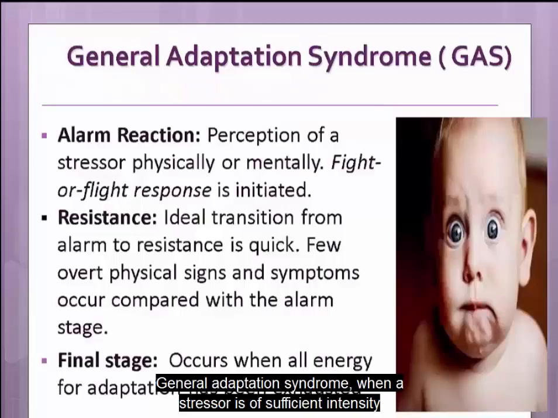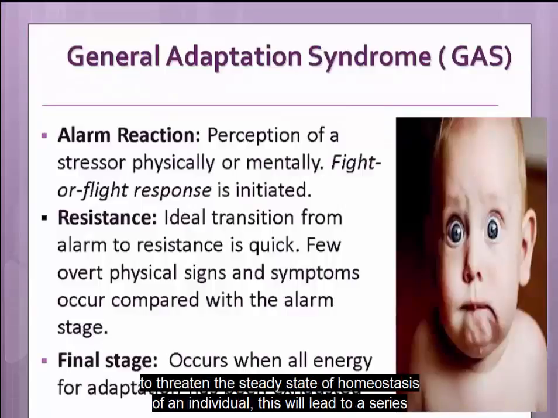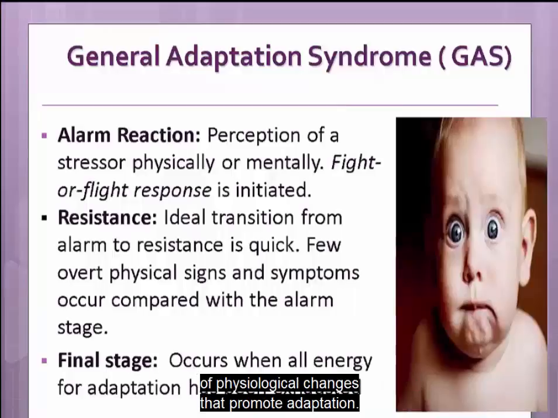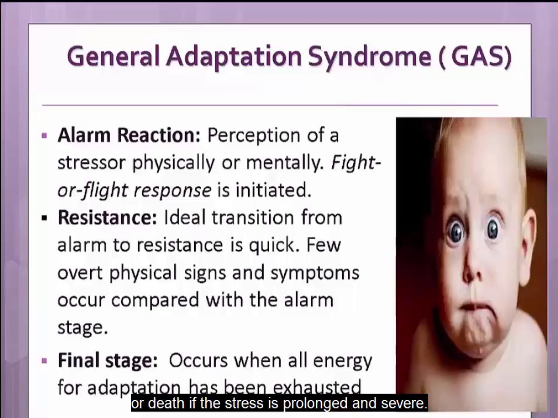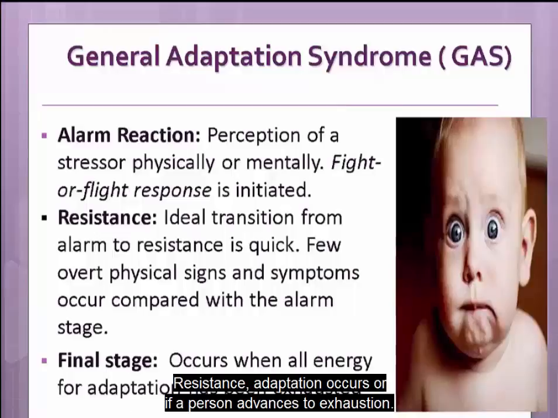General adaptation syndrome. When a stressor is of sufficient intensity to threaten the steady state of homeostasis of an individual, this will lead to a series of physiological changes that promote adaptation. The alarm reaction is a temporarily decreased resistance, and it may result in disease or death if the stress is prolonged and severe. Resistance: adaptation occurs, or a person advances to exhaustion.